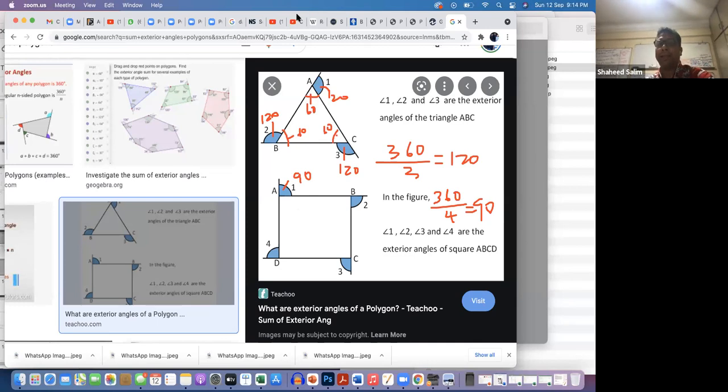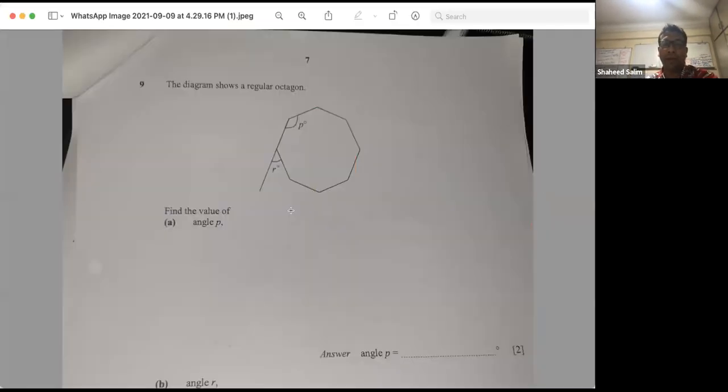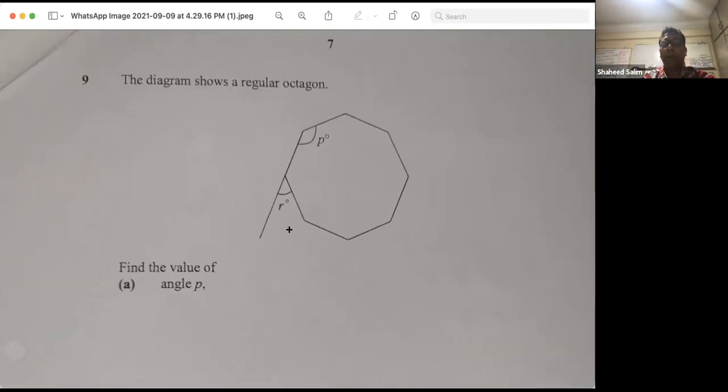So you know how to find? Let us see. And can you find this one? Find the angle P. There are a few ways of finding angle P. Later we will show, okay? Find the angle P and R. Not only P, P and R. I hope you remember you have learned something like this before.